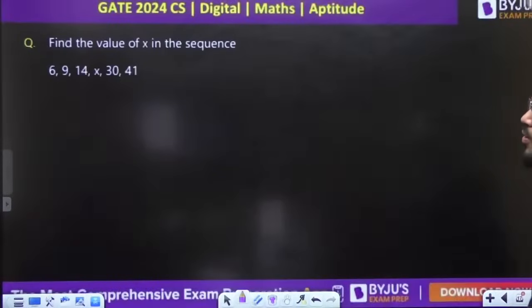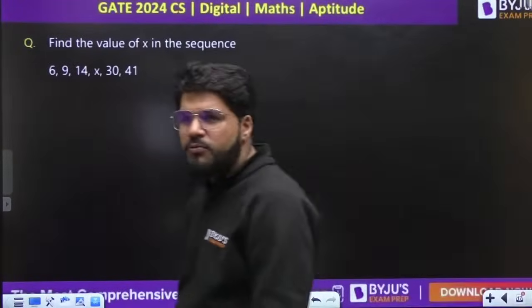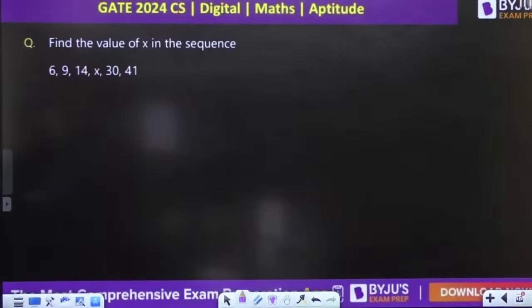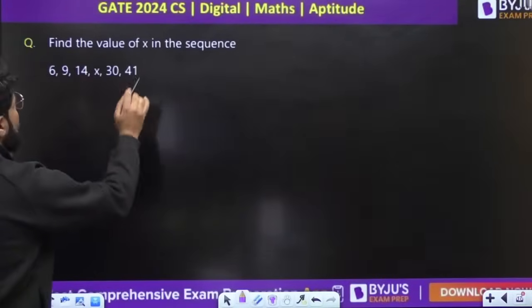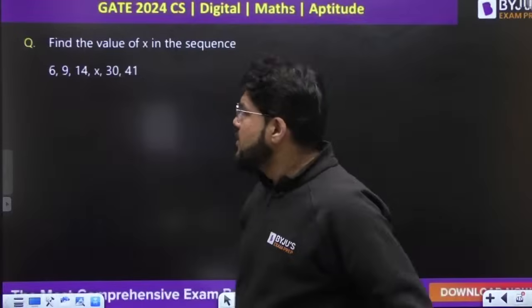That's also okay. Coming to aptitude question, guys. Find the value of x: 6, 9, 14, x, 30, 41. ठीक है.